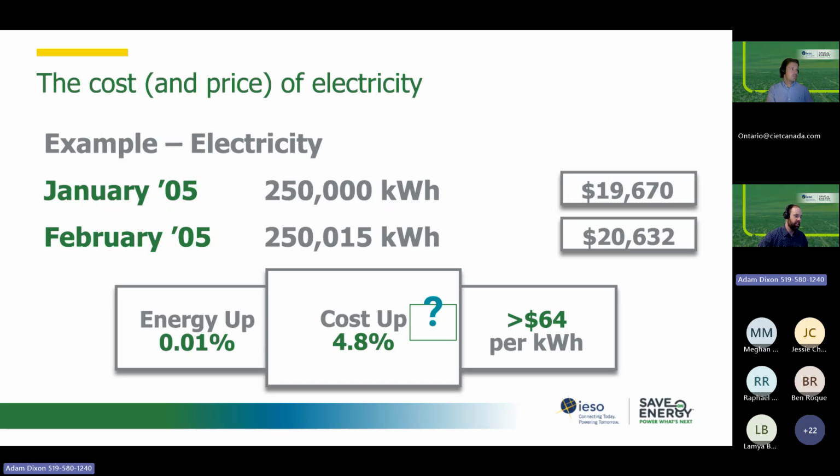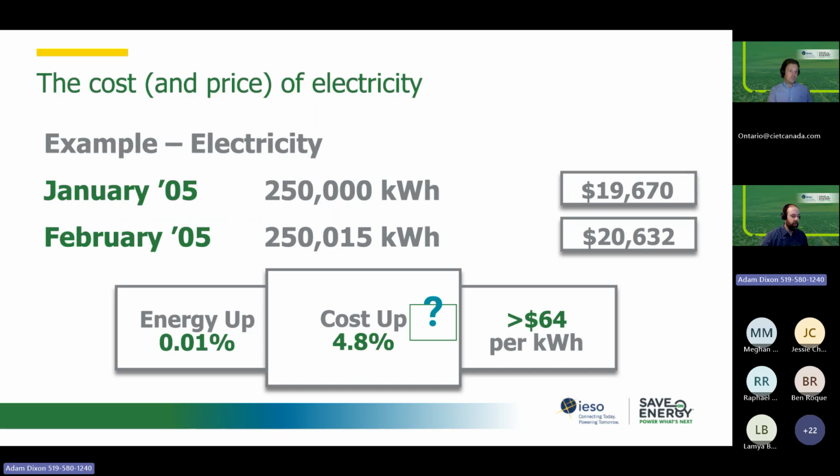So energy was up 0.01%, cost went up 4.8%. That equates to more than $65 per kilowatt hour if you were to calculate it straight up on the total cost on your bill divided by the kilowatt hours. So this is why it's important to think about what projects you're going to do and how they affect your energy, to apply the right pricing or right calculation to your savings calculation. So you have to do your savings calculation for your kilowatt hours.